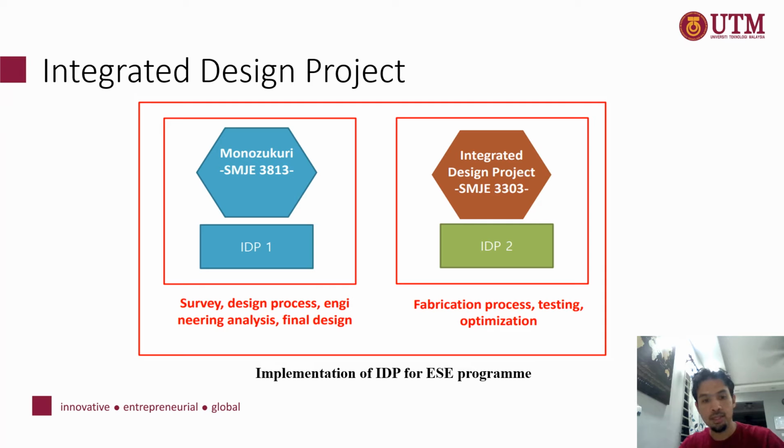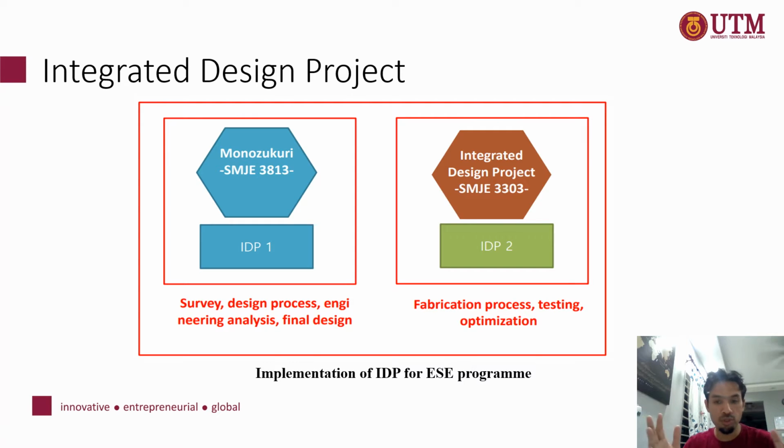What we call basically is divided into two projects, or what I can say is a 1 year project. The first semester we will start with Monozukuri, which is called MJE 3813 and also known as IDP1. The second one we move to IDP2, which is called Integrated Design Project, MJE 3303.